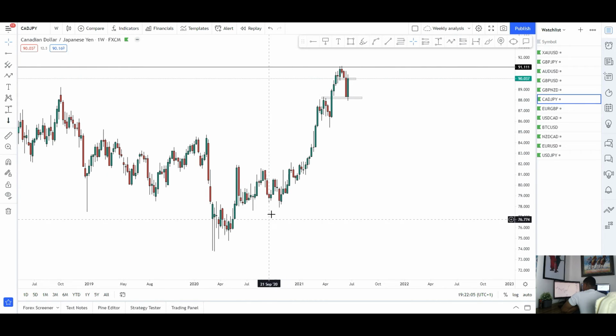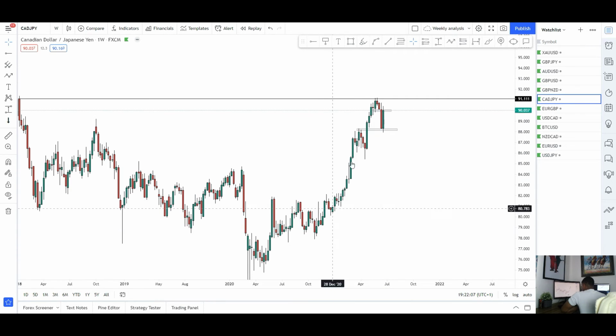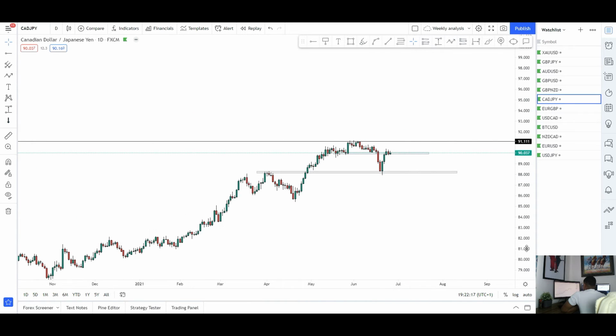Again, the market has had a big push to the upside, so we still need to retrace some of this move anyway. I'm not saying that we're going to have that retracement now, but the downside potential is still there for CAD JPY. So for next week, looking for selling opportunities.